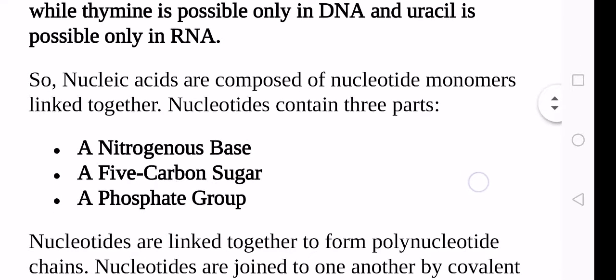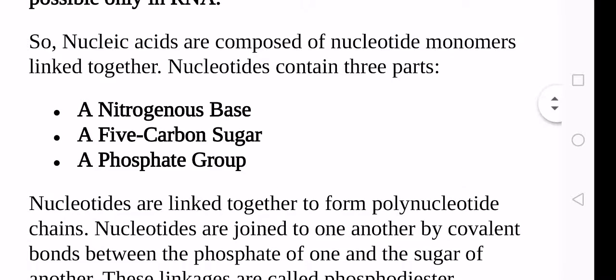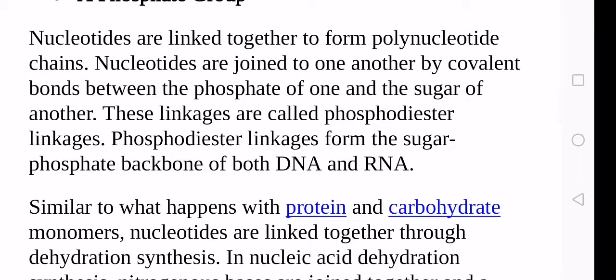So nucleic acids are composed of nucleotide monomers linked together. The nucleotides contain three parts: a nitrogenous base, a 5-carbon sugar, and a phosphate group. Nucleotides are linked together to form polynucleotide chains. They are joined to one another by covalent bonds between the phosphate of one and the sugar of another. These linkages are called phosphodiester linkages. Phosphodiester linkages form the sugar-phosphate backbone in both DNA and RNA.